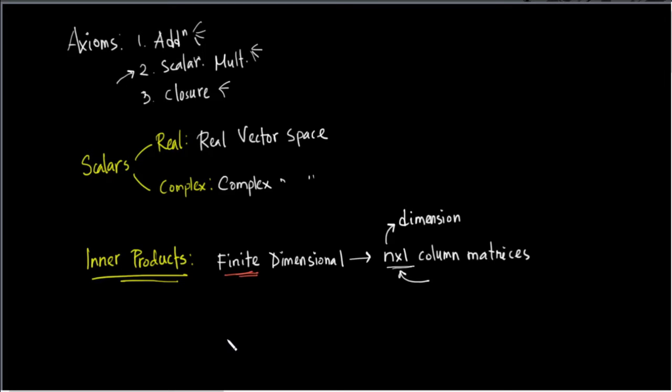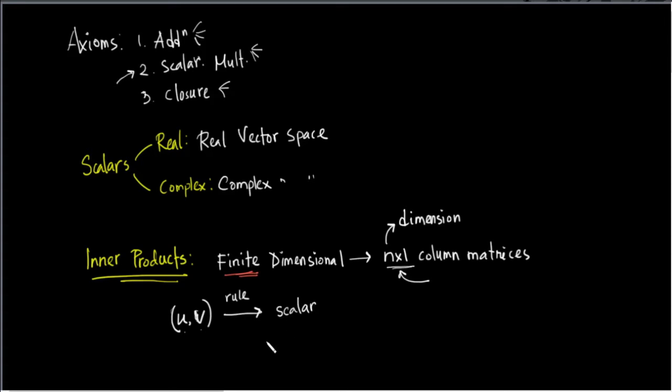Okay, so what is an inner product? We define the inner product of two vectors. Suppose I have a vector u and another vector v. The inner product of these two vectors, we often write like this. The inner product is a rule that takes as input these two vectors and outputs a scalar.